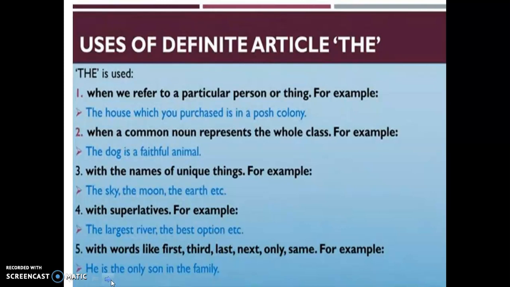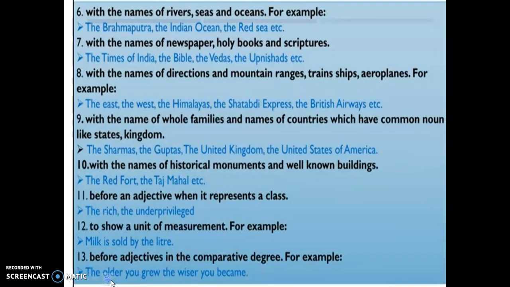With the names of unique things, for example, the sky, the moon, the earth. With superlatives, for example, the largest river, the best option. With words like first, third, last, next, only, and same. Example, he is the only son in the family. Sixth one, with the names of rivers, seas, and oceans. Our examples: the Brahmaputra, the Indian Ocean, the Red Sea.